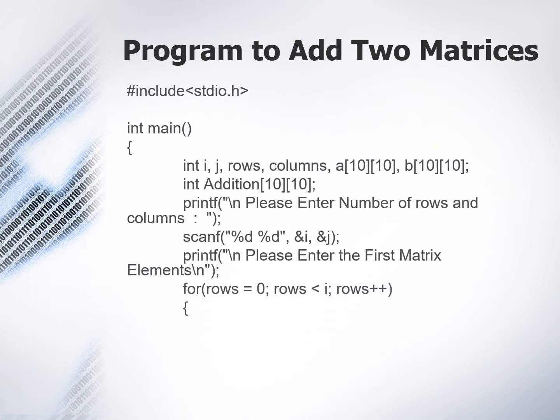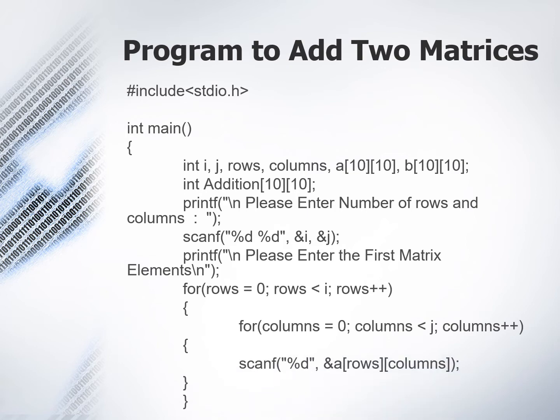So we have a for loop that states for rows equals 0, rows less than i, rows plus plus. And then there is another nested for loop for columns equals 0, columns less than j, columns plus plus. Then we have the input statement for the rows and columns: scanf("%d", &A[rows][columns]).